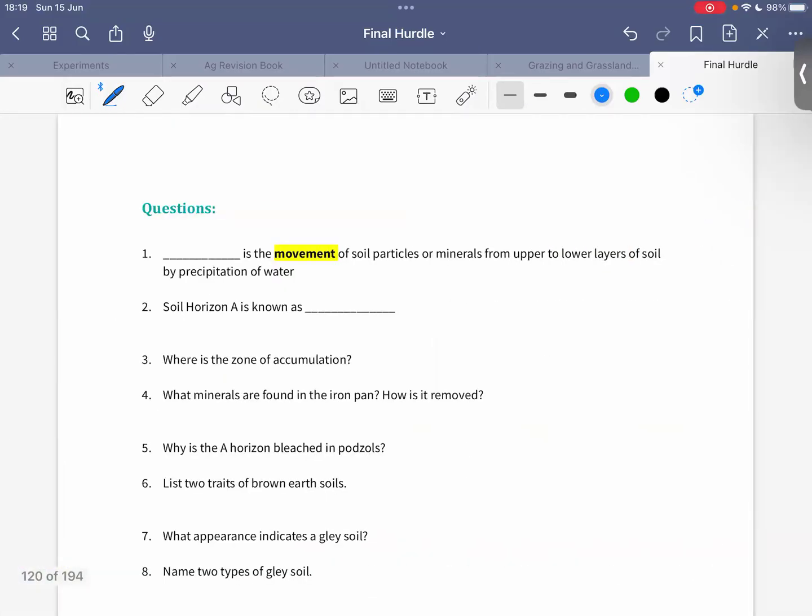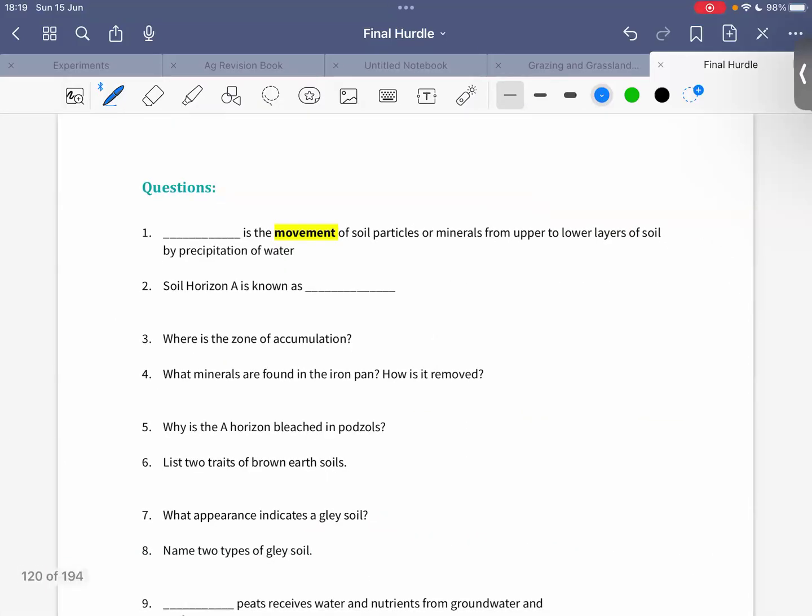Right, let's go. What is the name of the movement of soil particles or minerals from the upper to the lower levels of our soil by precipitation? Now, the movement. Think of what goes up and down. John O'D.